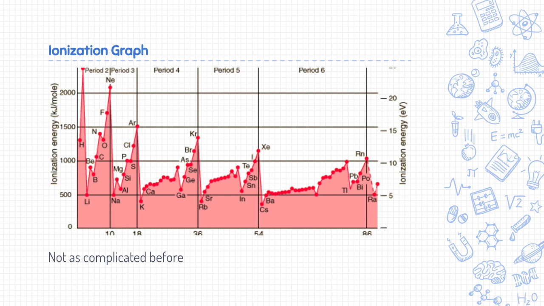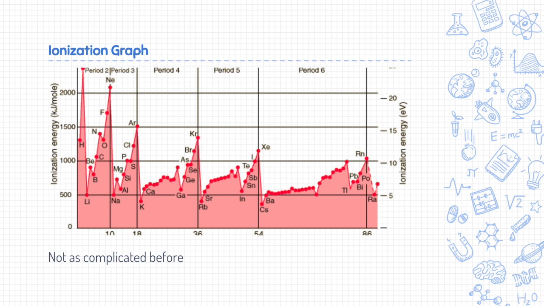So here we have the ionization energy graph, the same graph we have seen before, but with this new information, it is not as intimidating. With the new information that we have figured out, it is much easier to tell what this graph is trying to tell us.